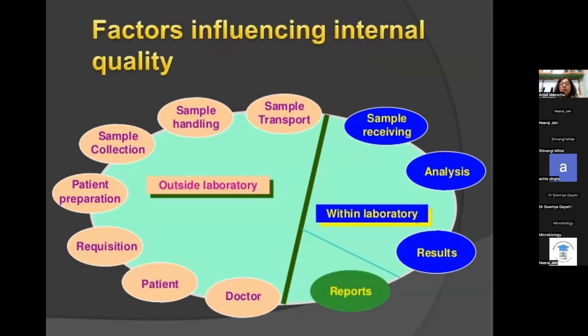Now, when we talk of internal quality, what are the factors that would affect it? There are a lot of factors which are outside the lab, starting with the doctor, the patient, the requisition, preparation, handling, etc. Now, within the lab, which we are very well connected with and which is really our responsibility, is also sample receiving, analysis, results, and reports. Of course, everything is our responsibility. But some labs do not deal with some parts of it. Most labs do deal with it. So all these things become our responsibility for the quality control.